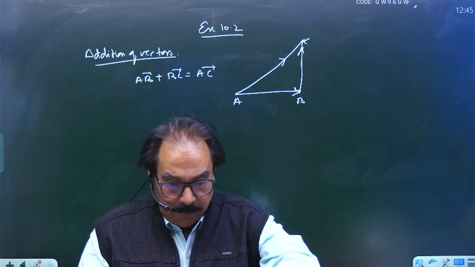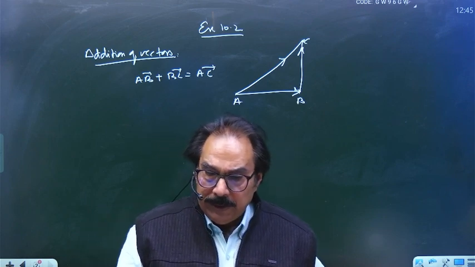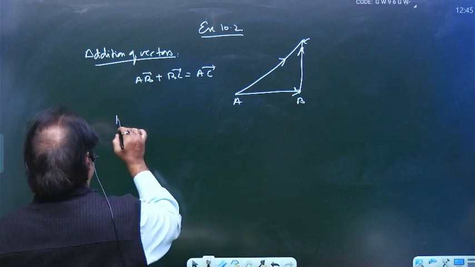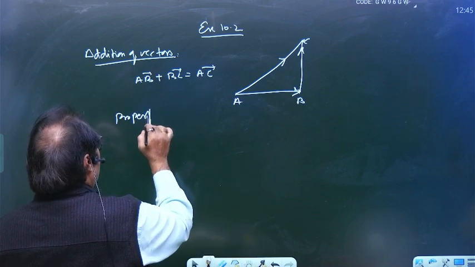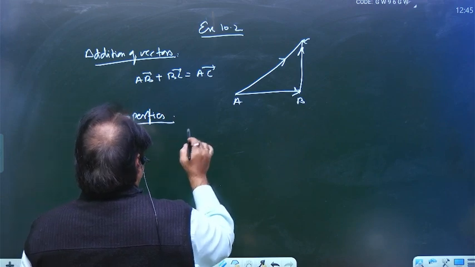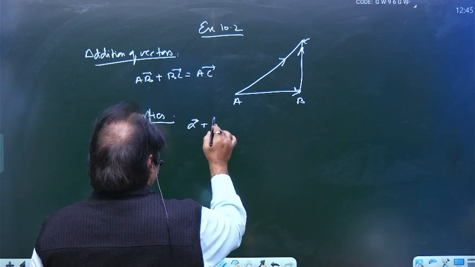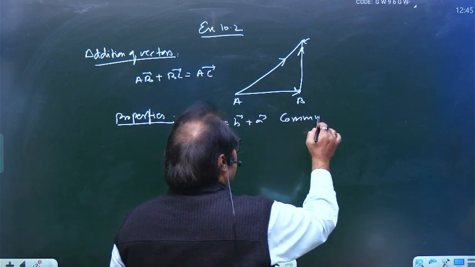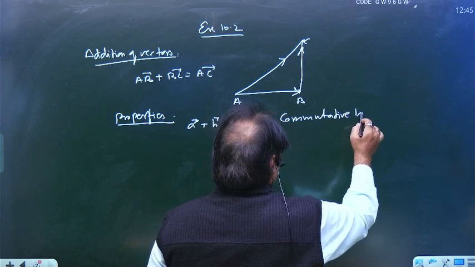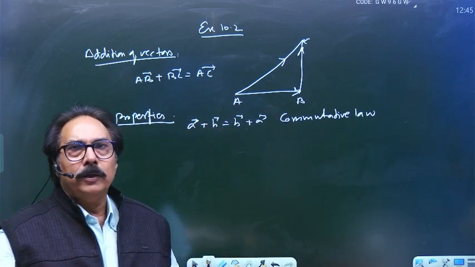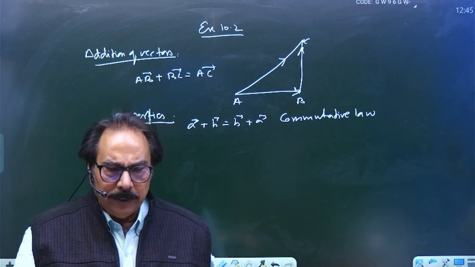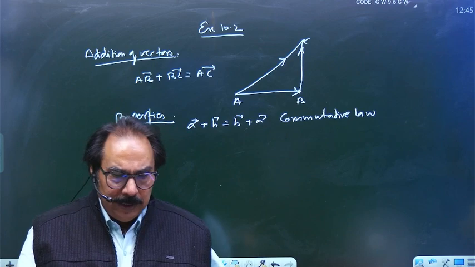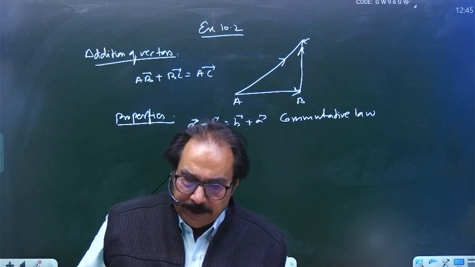Now a few properties are there. The vectors are commutative. Vector A plus vector B is the same as vector B plus vector A, which is called the commutative law. Just like in simple algebra, 2 plus 3 is the same as 3 plus 2. Similarly, vector A plus B is equal to vector B plus A. It is called the commutative property or commutative law.